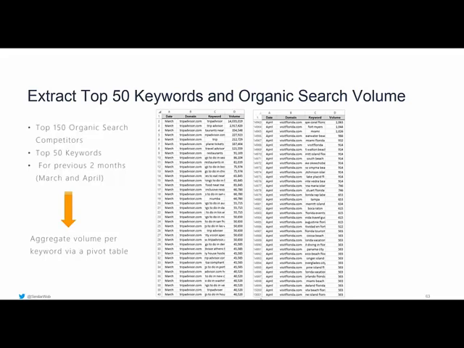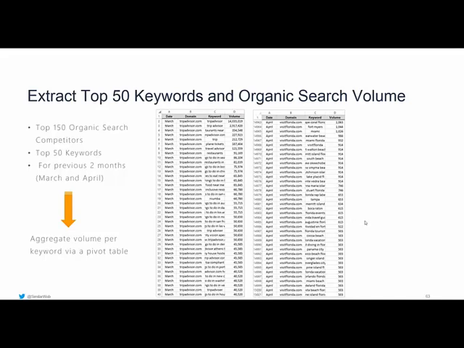So we are looking at 150 different websites, and for those 150 websites, the top 50 keywords. And for each of those 150 websites, we're analyzing 2 months of data. Is that correct? March and April. Correct. So just to give an example of how we see 15,000 rows: 150 competitors, 50 keywords each is 7,500 times 2 for 2 months. So we have 15,000 rows of data.